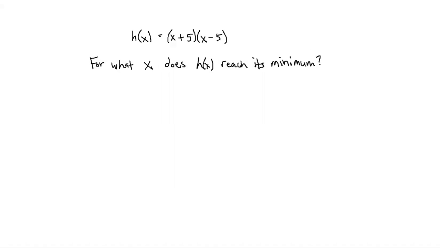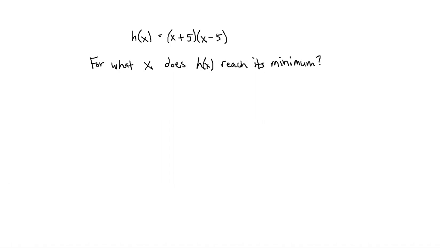Question 19 gives us the following function. h of x equals (x plus 5) times (x minus 5). And we are asked to determine what value of x produces the minimum value for h of x. There are several ways to do this problem.